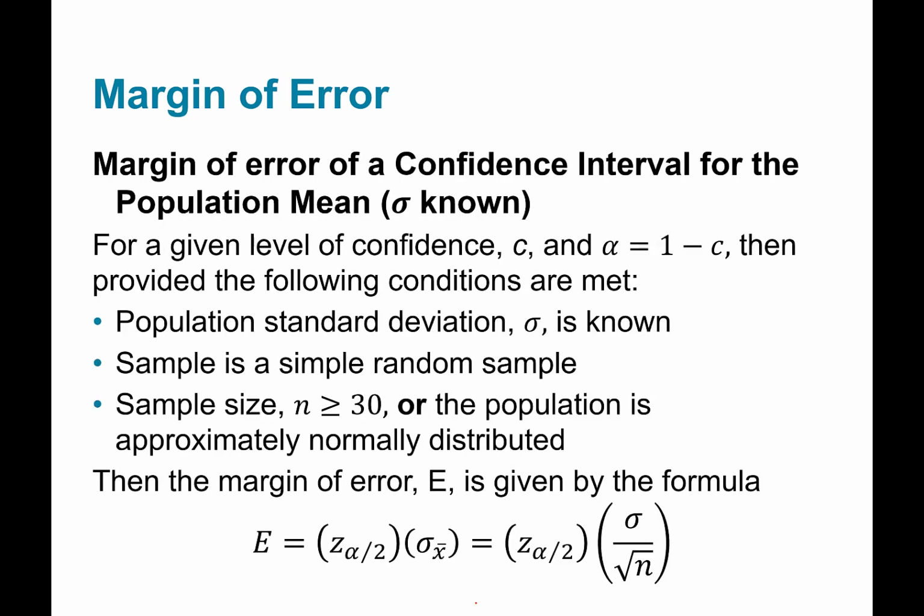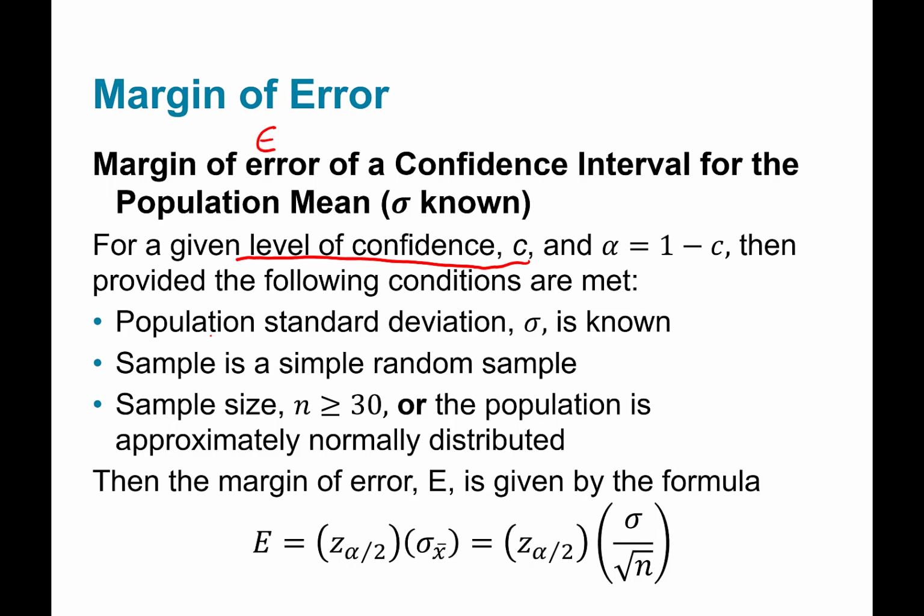So to calculate the margin of error E for a confidence interval for the population mean where sigma is known, assuming we have a given confidence level C, you'll be given C, and then alpha is equal to 1 minus C. Then, first off, we have to meet some conditions. These conditions should look similar. The first one, because we're assuming we know sigma, is that sigma is known.